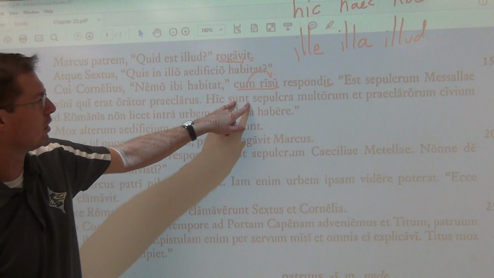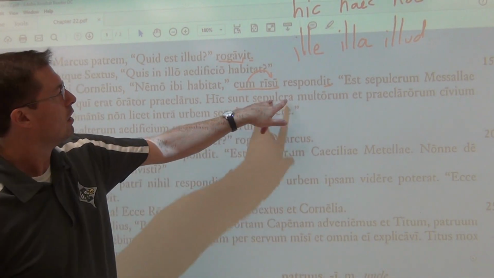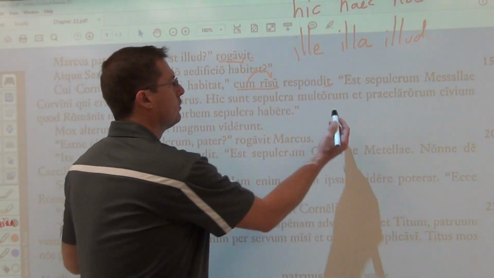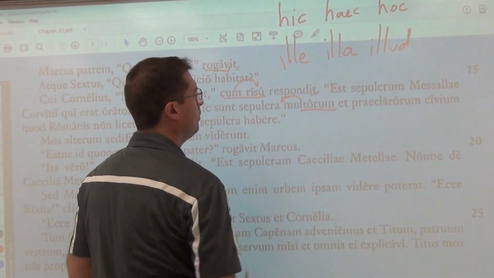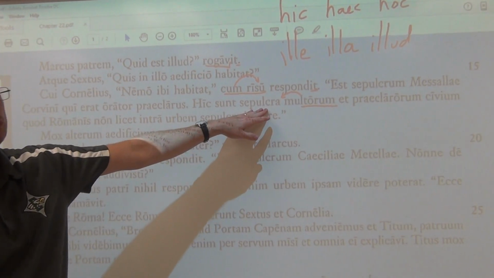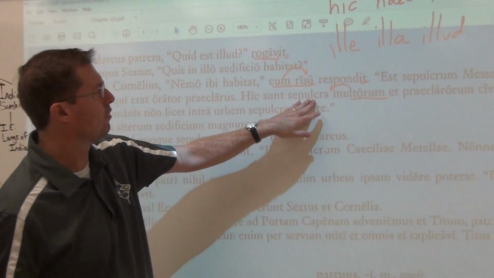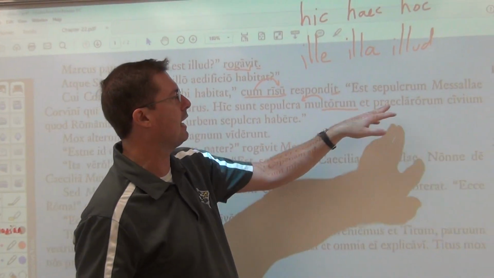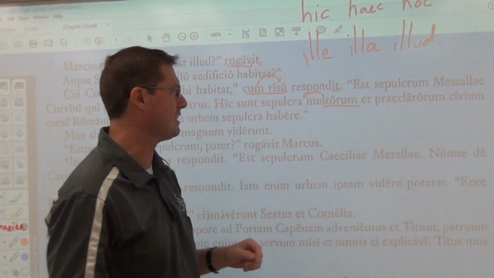Here, there are, remember, there are, the tombs. Now, sometimes people want to say many tombs, but can multorum, with its genitive plural ending, modify sepulchra? No. And so, there are the tombs of many and of famous citizens.